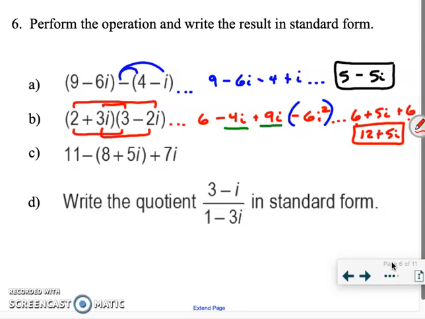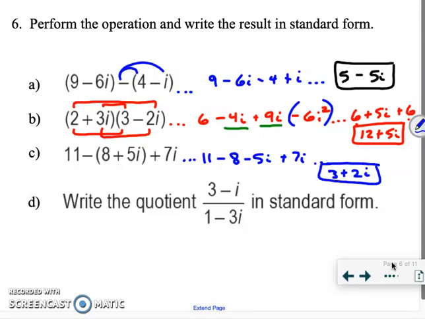All right, next up, kind of another variation in part C of what we did in part A. So to rewrite this problem, after distributing my negative through, we really have 11 minus 8 minus 5i plus 7i. Now that we're here, we can go ahead and combine our like terms. The real portion, 11 minus 8, is going to give me 3. The imaginary portion, negative 5i plus 7i, is going to be positive 2i. And we got it.